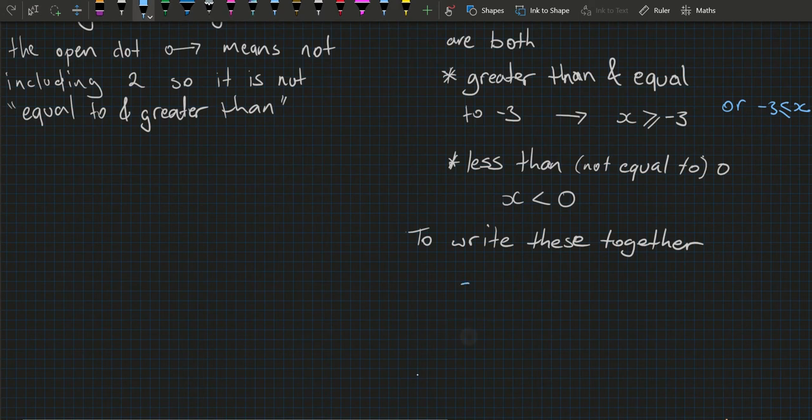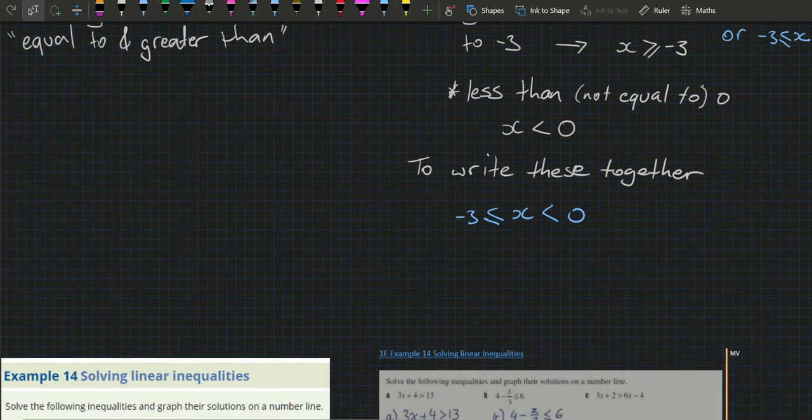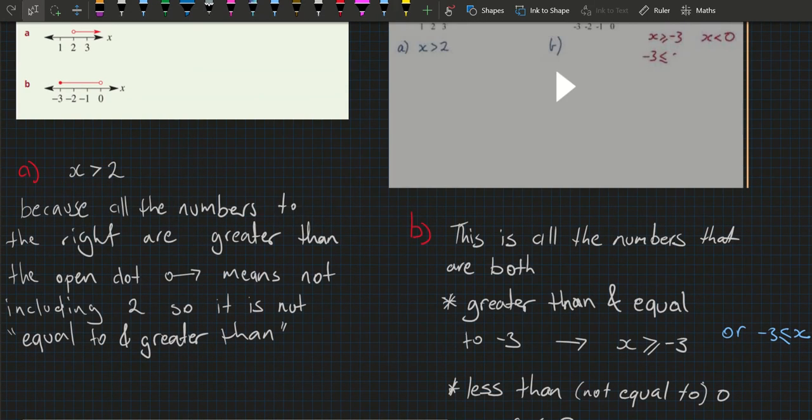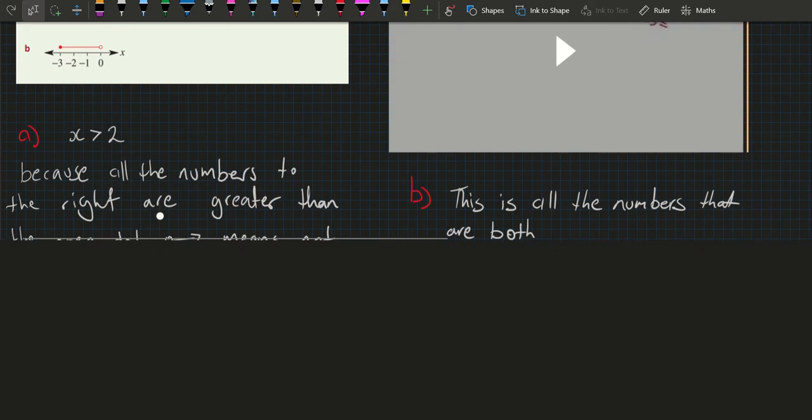So -3 is less than or equal to x, and x is less than 0. So we're bounding x on both sides, above and below, okay? That looks terrible the way I wrote that. So -3 is less than or equal to x, and x is less than 0. This is how you write them together, and that's exactly what that part B question is indicating, that sort of number line.